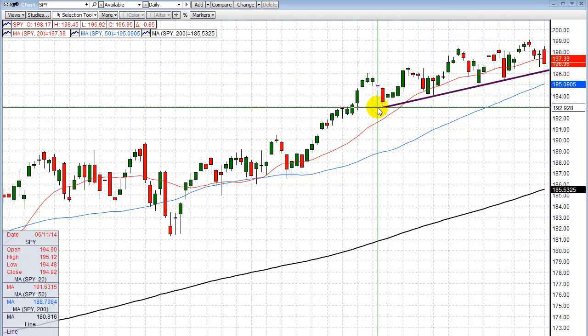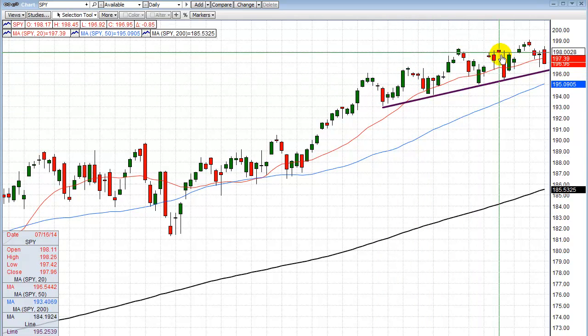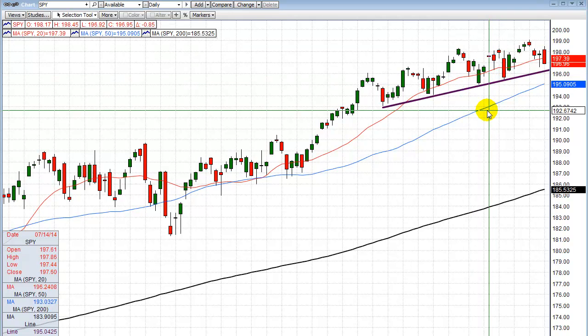The second is you see this trend line developing. The market comes down to the trend line, goes up, comes down to the trend line, goes up, comes down to the trend line, goes up. So it's not that I'm drawing in a trend line.